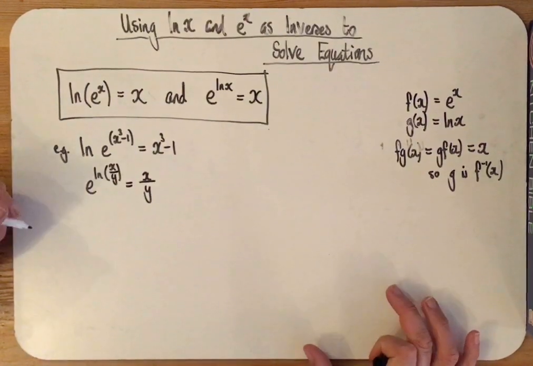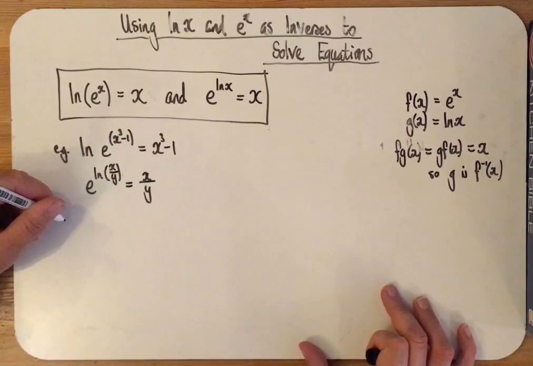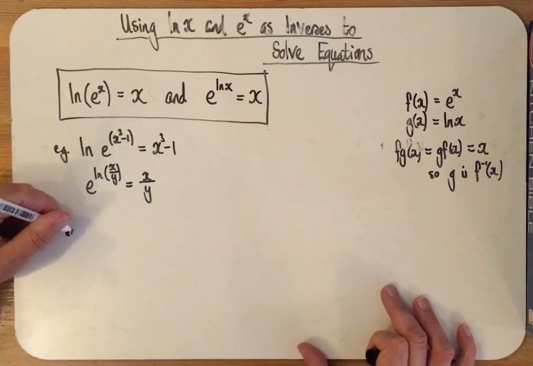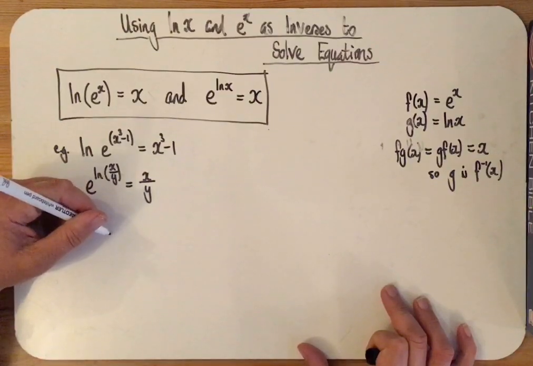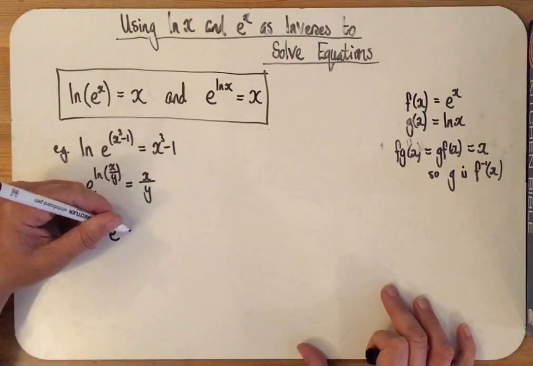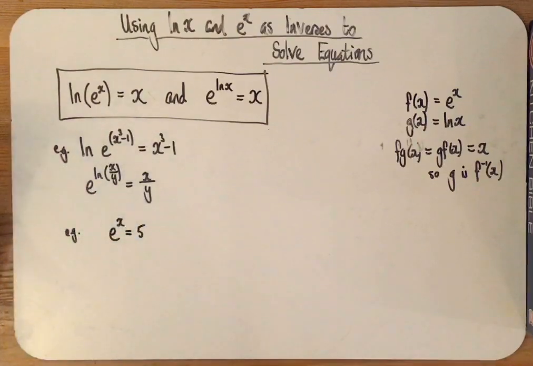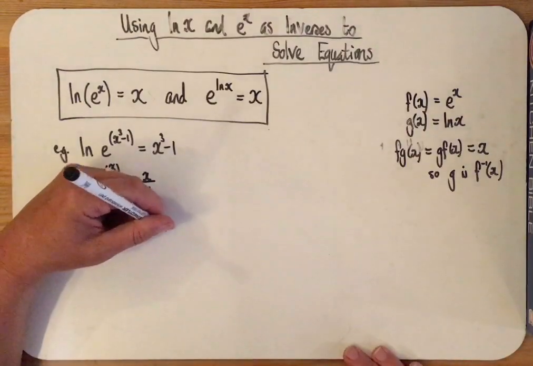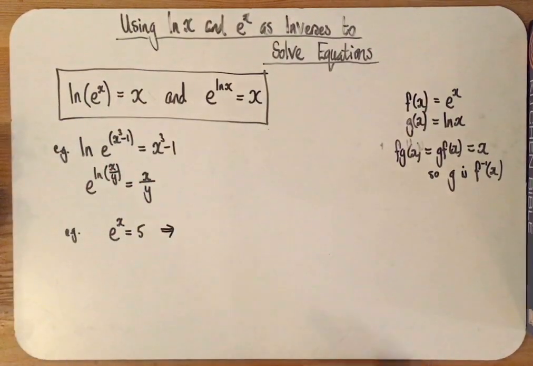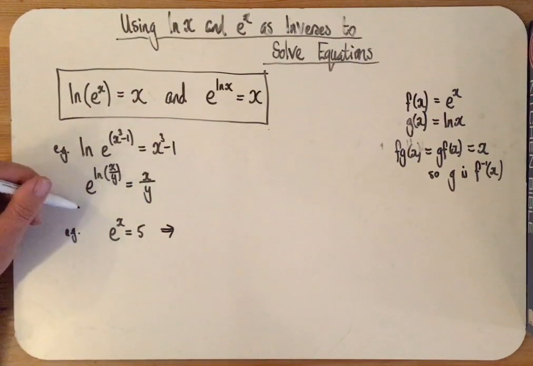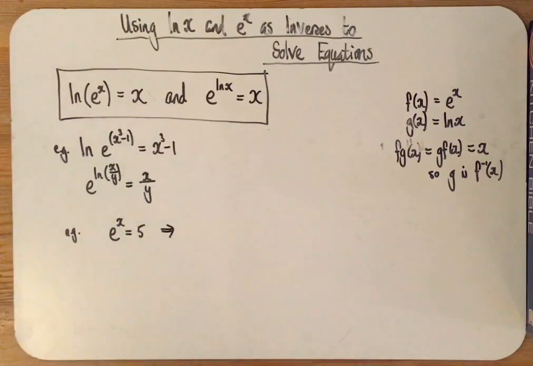So, using this to solve equations. So, if e to the x is equal to 5, I've started with this one. Then you can rewrite that as a logarithm, and you know, this is your power, this is your base. So log to the base e of 5 is x. But I want you to start thinking of these in terms of inverses instead.